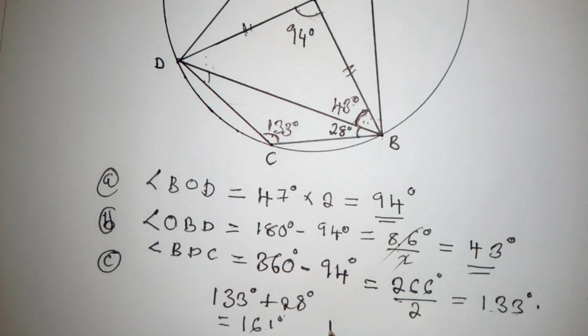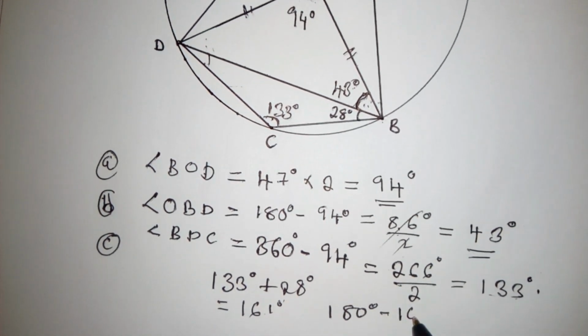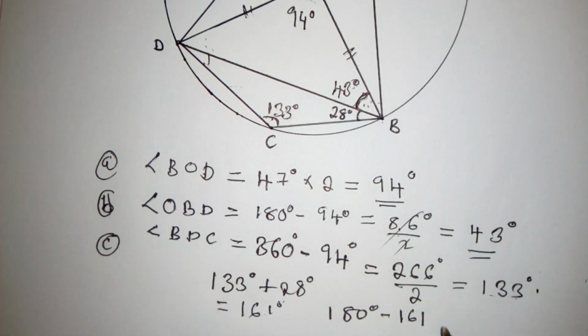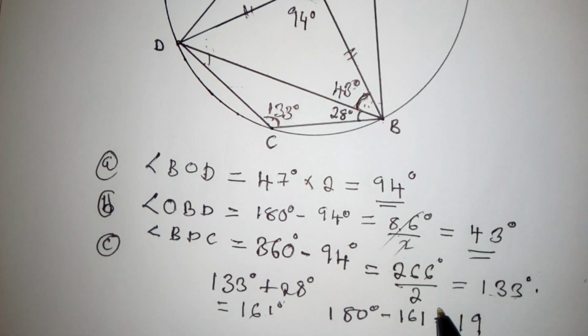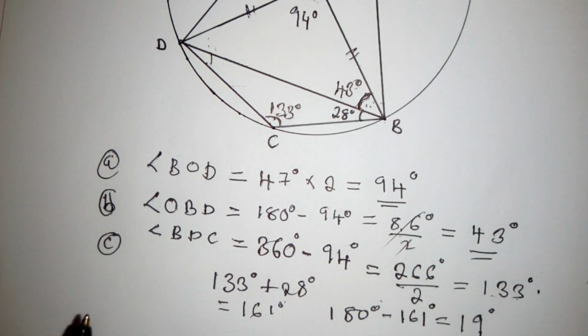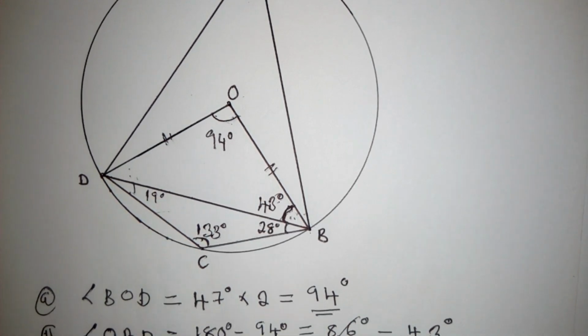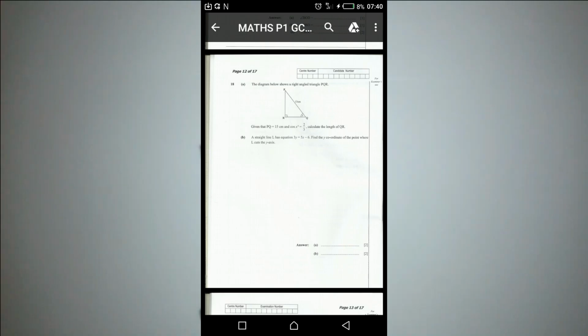So we'll say 180 degrees minus 161, and our answer will be equal to 19. These are degrees, 19 degrees. So we found this angle to be 19 degrees. We go to the next question.